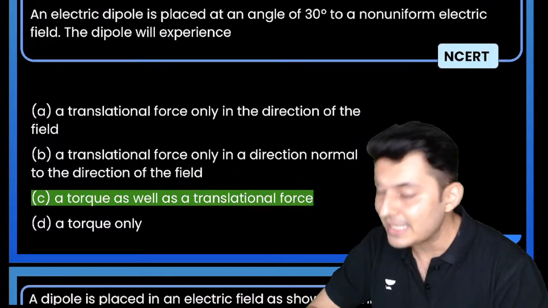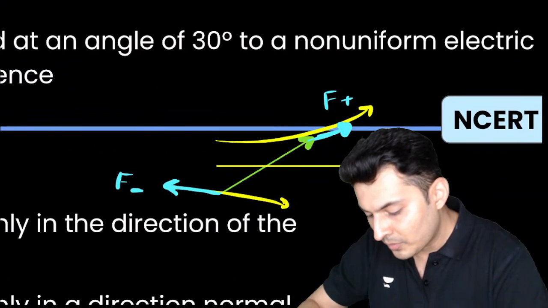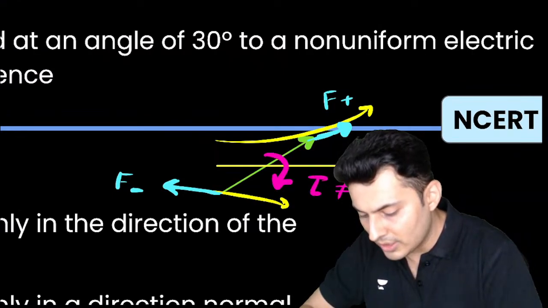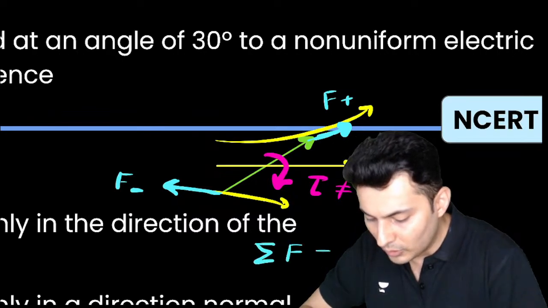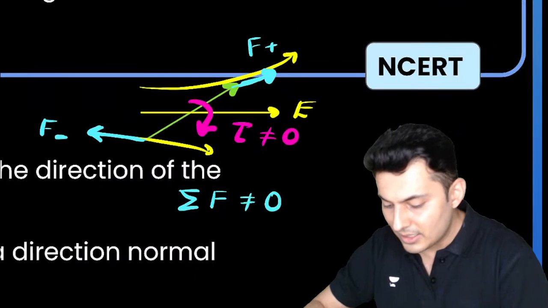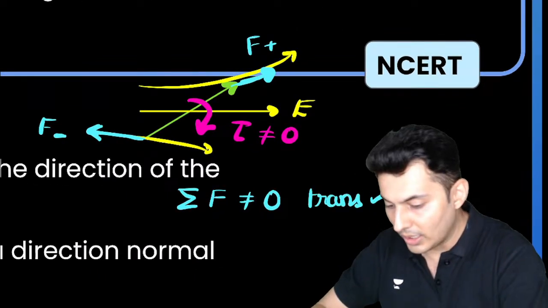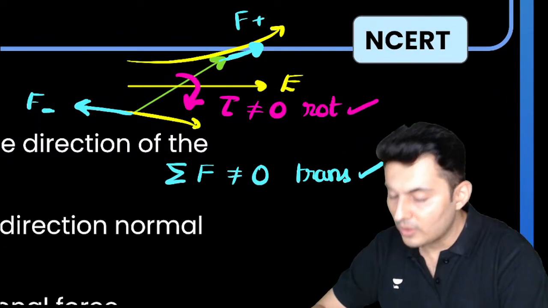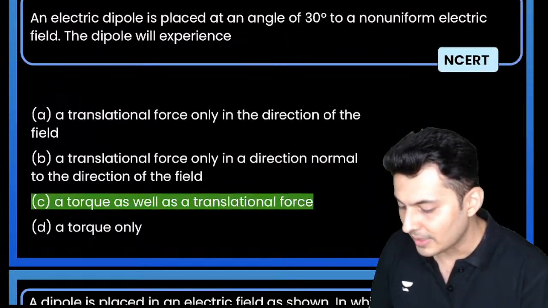So I think it should be C. Yes, you can clearly notice that there is definitely a torque acting on it. Torque is not zero. In fact, even the value of the net force is not zero. So there is definitely translation. Translation is going to occur. Because of the torque, rotation is also going to occur. So both of those things are going to be there, which is option C.